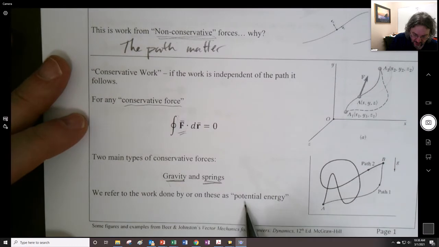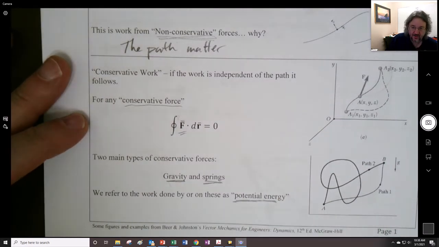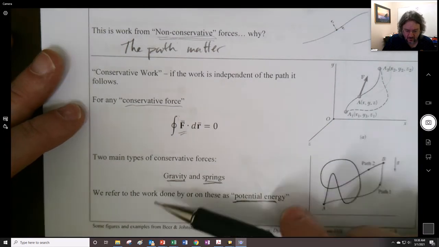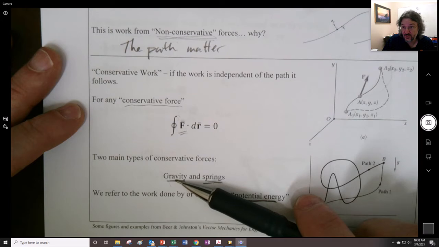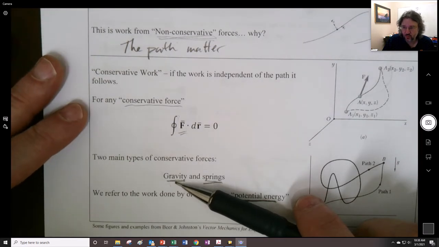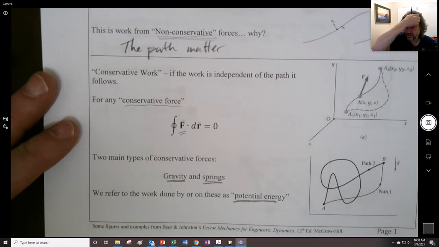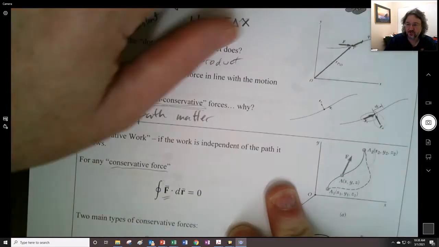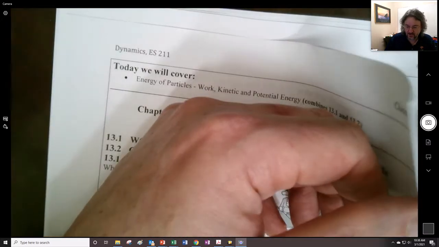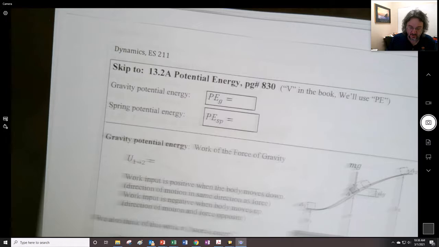So we can refer to these as potential energy. The book waits until section 13.2 to introduce potential energy. They start off in 13.1, and all the homework's in there. They consider the gravitational force, or the weight times the distance, as work, and they only introduce potential energy later on. I think it's easier to just go ahead and introduce it in this class and merge the two sections together, as opposed to waiting.